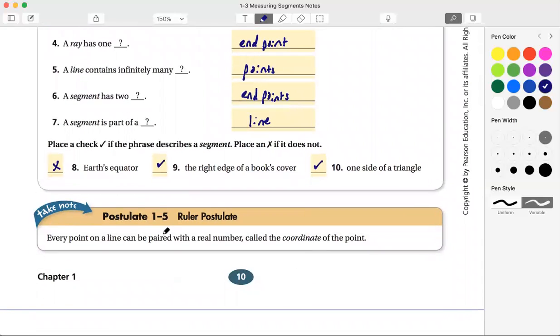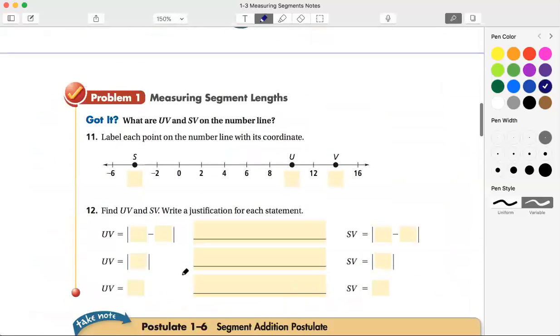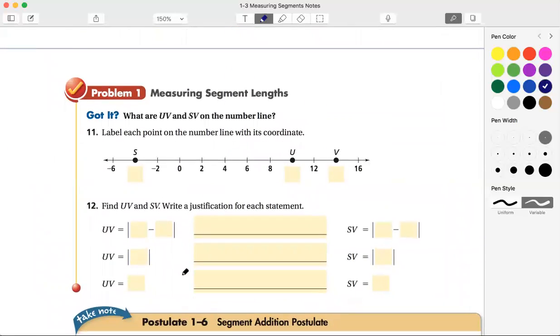Okay, an important postulate we also use, if we're adding this to our list, is 1-5, the ruler postulate. It says every point on a line can be paired with a real number called the coordinate of the point. So this allows us to do measurements. All right, what are UV and SV on the number line? Label each point on the number line with its coordinate. S looks to be in the spot where -4 should be. U looks to be where 10 should be. And V looks to be where 14 should be.